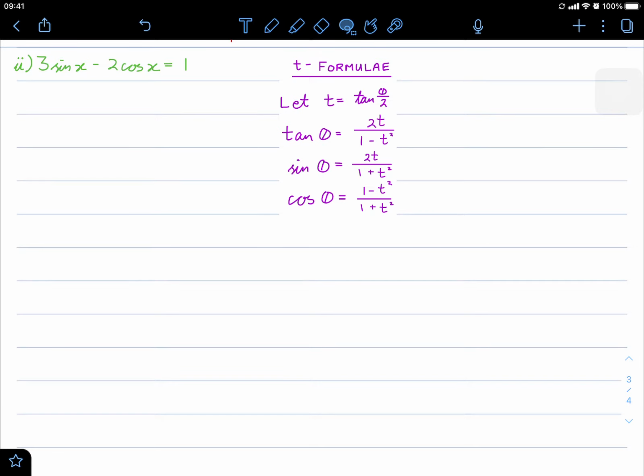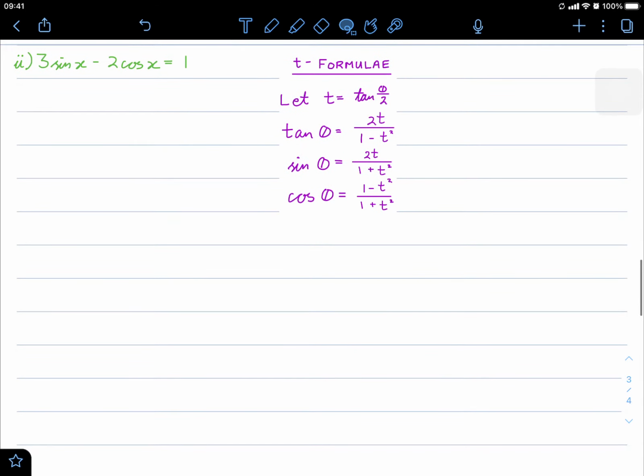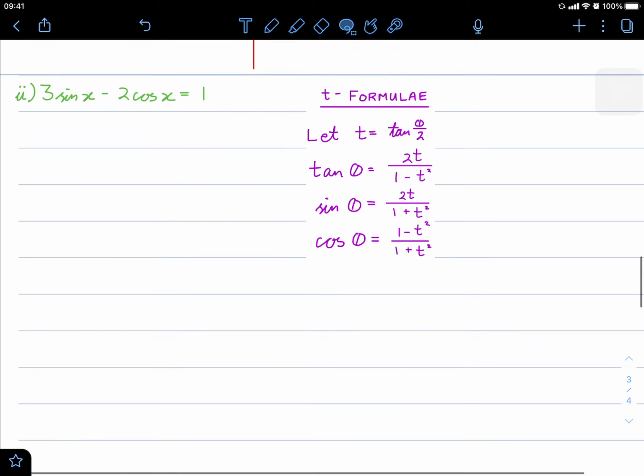Hello class, this is our second example in using the T formula to solve trigonometric equations. So let's go straight into it. For this, we first must always state that we're going to be using a T substitution of tan of x over 2, or whatever letter we're using. From here, we can start using our other substitutions for sine.